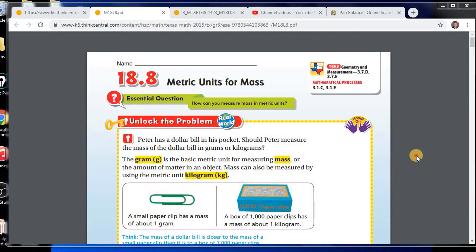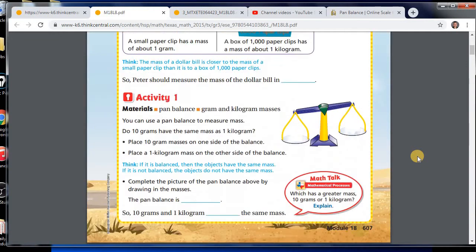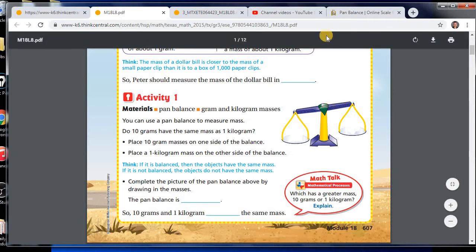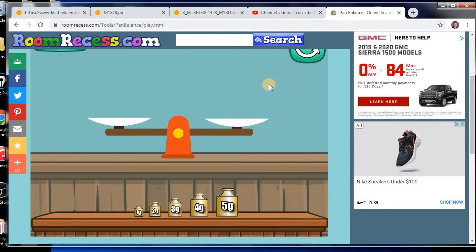So let's move on and see what they're asking us. This is a pan scale, a pan balance, I'm sorry. What you do is put one object here, and then you put the little weights over here, and then we try to balance them out to get the mass of the object. Now, being that we're at home right now, if you happen to have one of these at home, that's wonderful. If you don't, there is a tool online that you can use, and it's this one right here.